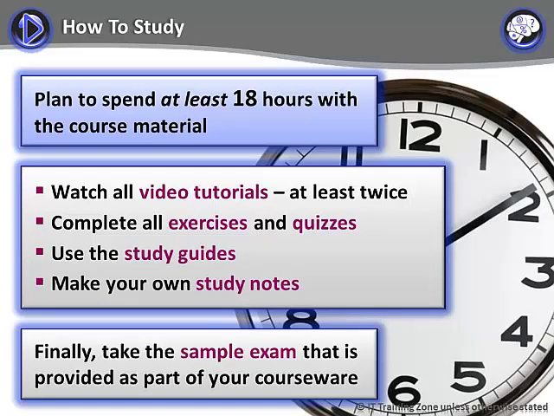To maximize your chances of success in the exam, you'll need to plan to spend at least 18 hours studying all of your course material. Effective study time should be spent using the course materials provided, including watching all the video tutorials at least twice, completing all the exercises and online quizzes, using your study guides to maximum effect, reading and rereading the COBIT 5 Framework Guide. This is the definitive statement of most of the subject matter, completing your own study notes, and taking the sample practice exam that is also provided.